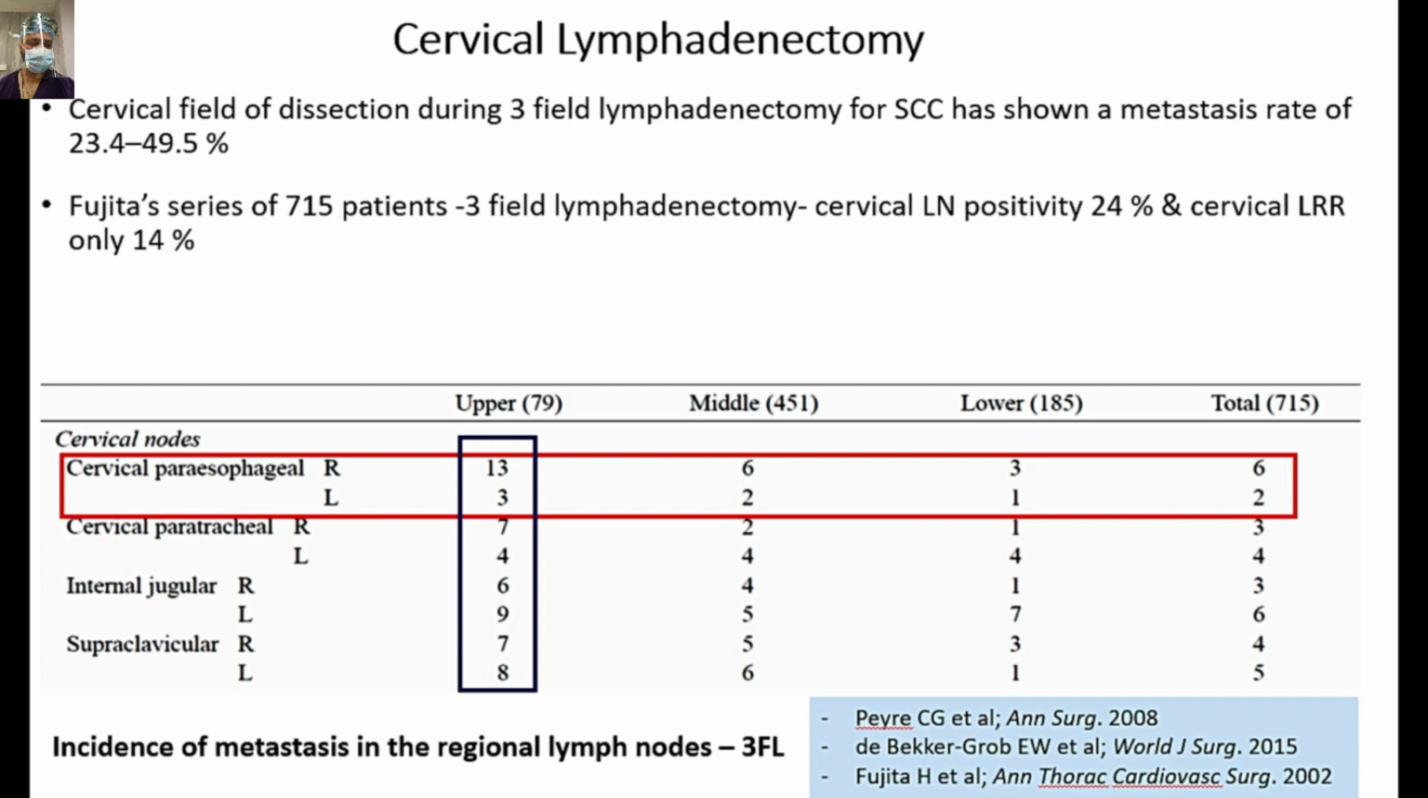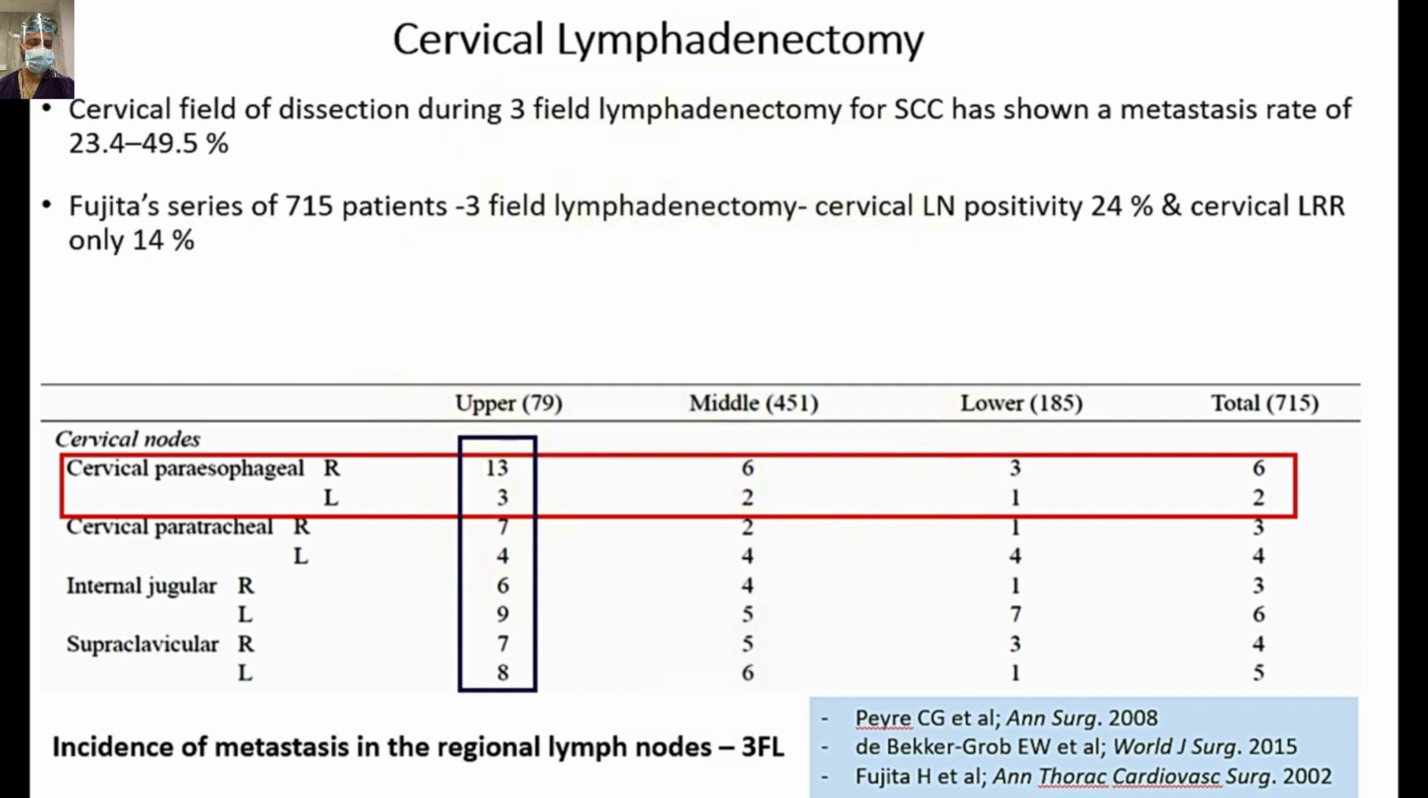The cervical field node dissection during three-field lymphadenectomy for squamous cell carcinoma has shown a metastasis rate of 23.4 to 49.5%. In a series by Fujita, 750 patients, three-field lymphadenectomy, cervical lymph node positivity was 24% and cervical localization recurrence was only 14%, which was quite low as compared to the positivity.